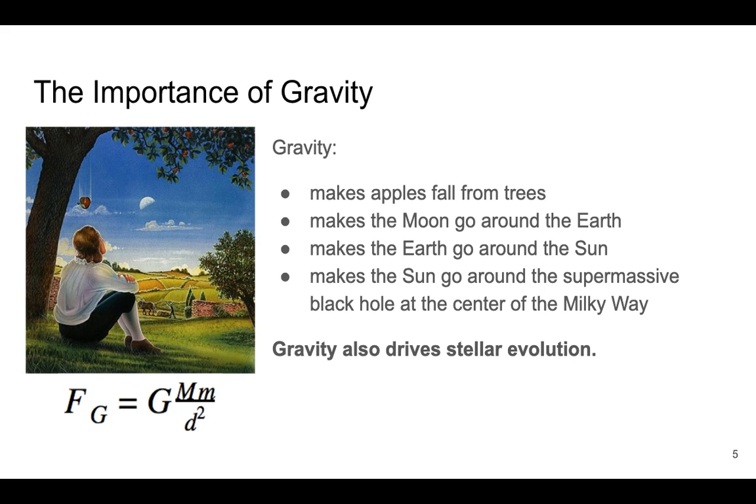Gravity also makes the Earth go around the sun. Gravity also makes the sun go around the supermassive black hole in the center of the Milky Way, and it makes the Milky Way go around the other galaxies in the local group and all that stuff. And it also drives stellar evolution. So yeah, gravity is going to be a big part in this chapter.